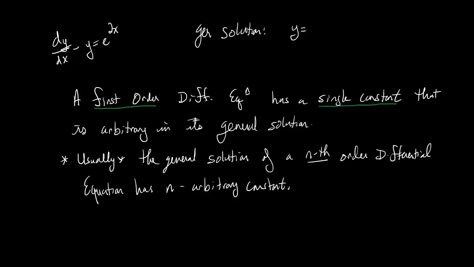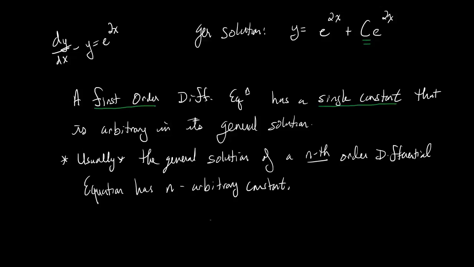of y equals e to the 2x plus c e to the x. Yeah, that's what it was. Notice there is one arbitrary constant. This constant can be any value that you want. This is a first order differential equation.